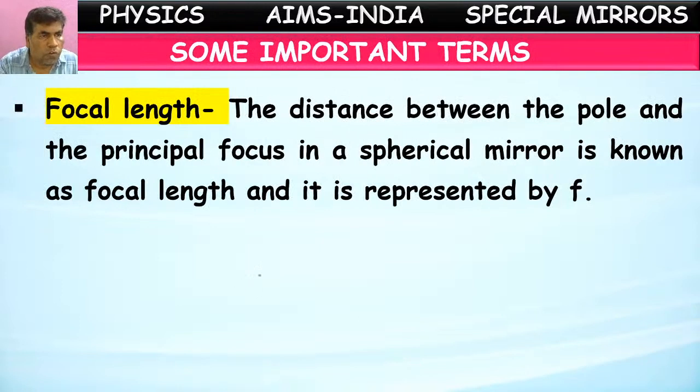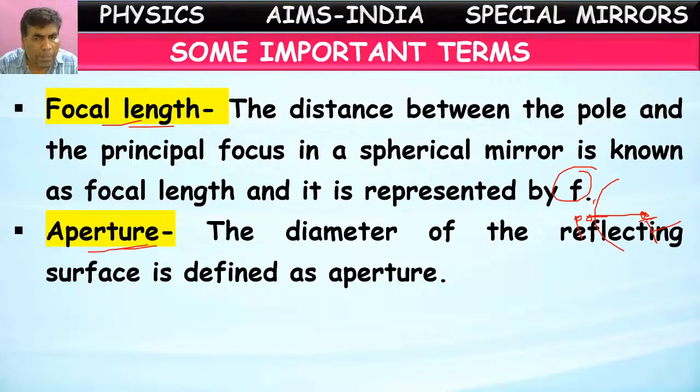Next, focal length. What is focal length? Distance between pole and focus. Pole means the point which makes two parts. The distance between pole and focus has the symbol small f, or sometimes capital F.